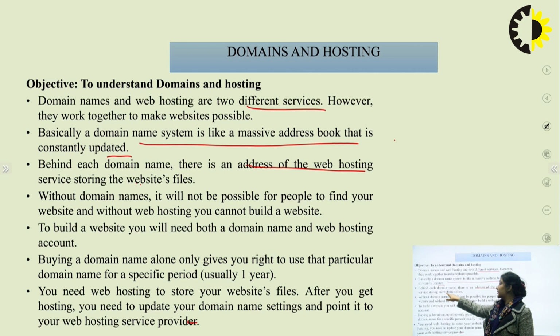Now, what will happen if I do not have any domain name? It is not possible to find the website, because every website, as we know, has a unique IP address, but it is not possible to remember the IP address of each and every website. So we have a domain name. With the help of that domain name, we can easily access that particular website. If I don't remember the domain name, or my site does not have a domain name, I will not be able to look up that particular website.